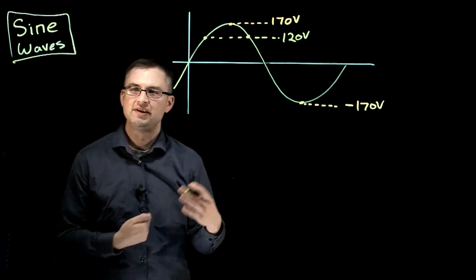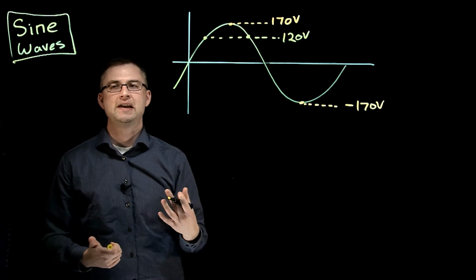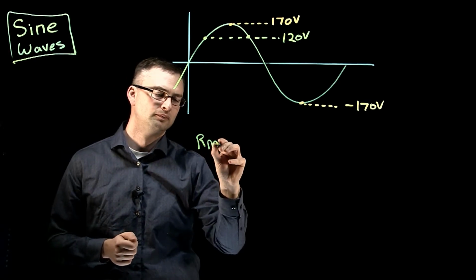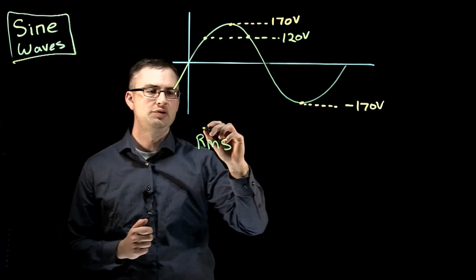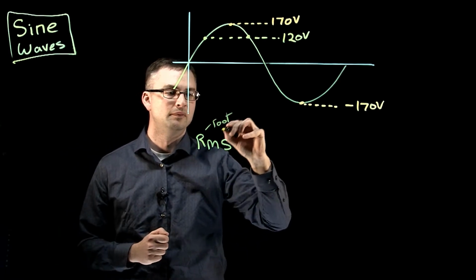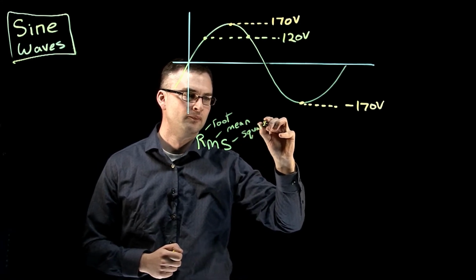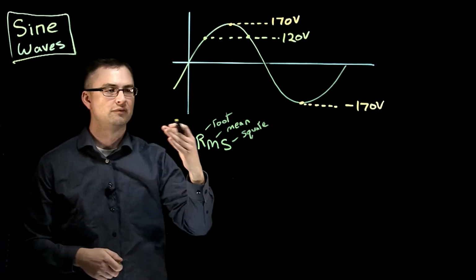So I said it's the average, but it's really not the average. What it is, it's called an RMS value. And this stands for root mean square. So that's a mathematical function to do a root mean square.